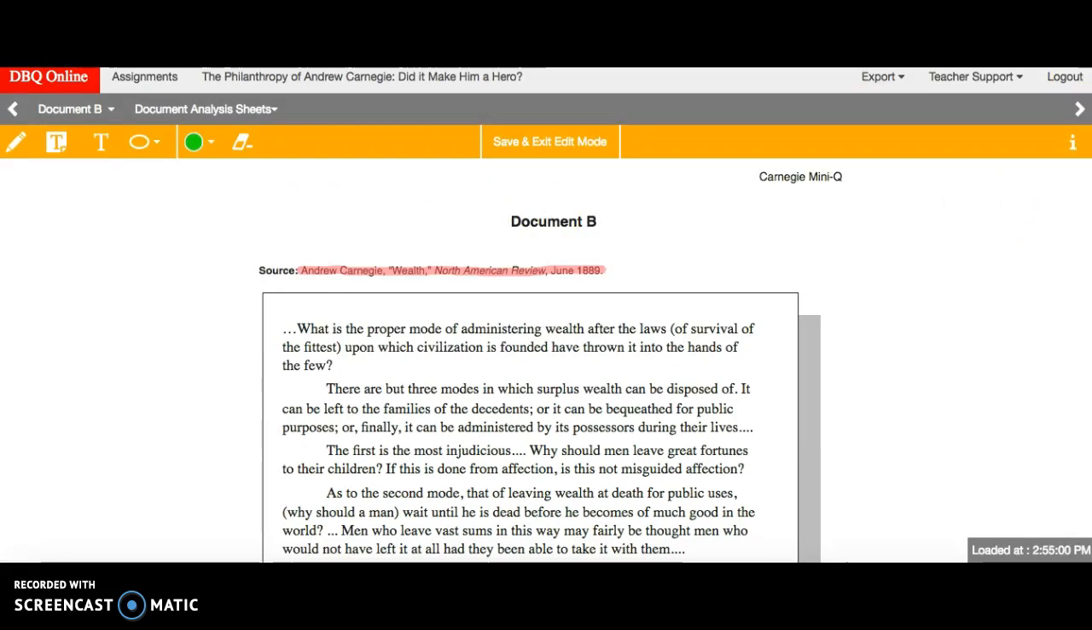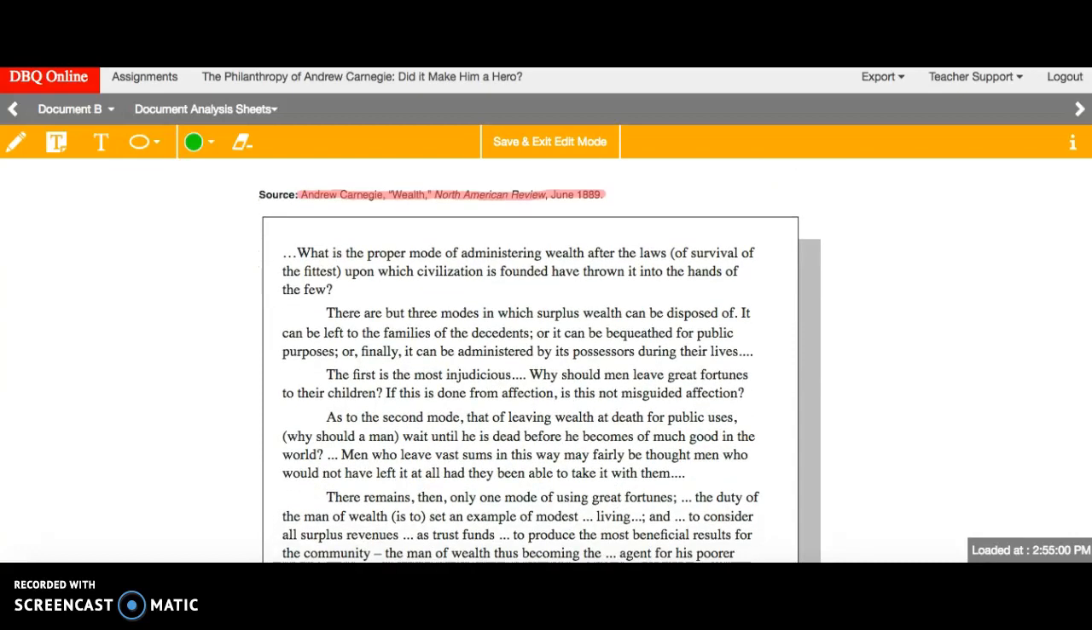option to play audio, but there should be one up here. I don't see that right now, so we're just going to read through it. As you read, anything you think is important, a main idea, a key point about Carnegie and his wealth, you just want to highlight that.